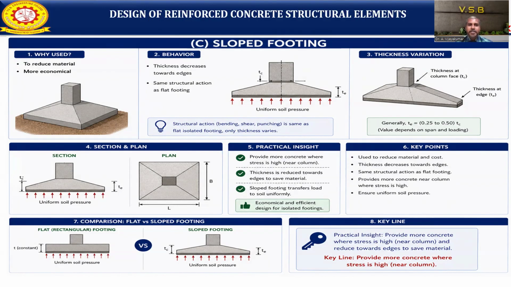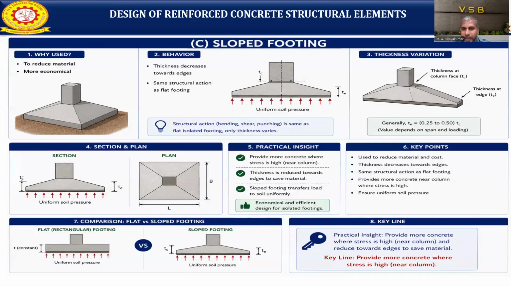The structural action is the same as a flat slab, with a uniform soil pressure acting on the bottom. The structural actions, that is bending, shear and punching, are the same as a flat isolated footing. Only the thickness varies. If you see the variation, the thickness is high at the middle and less towards the edges. Generally the thickness will be 0.25 to 0.5 of the column thickness, a value which depends upon the span and the varied loading condition.